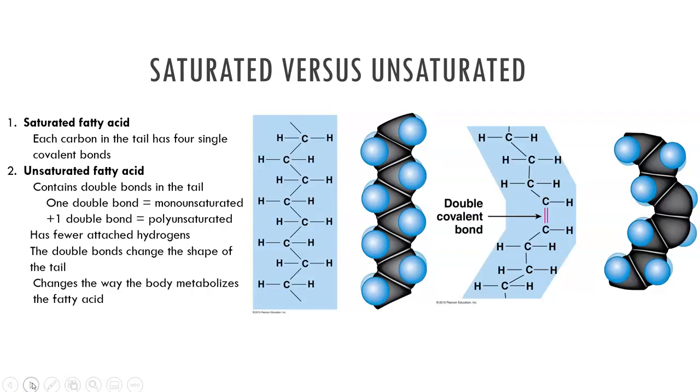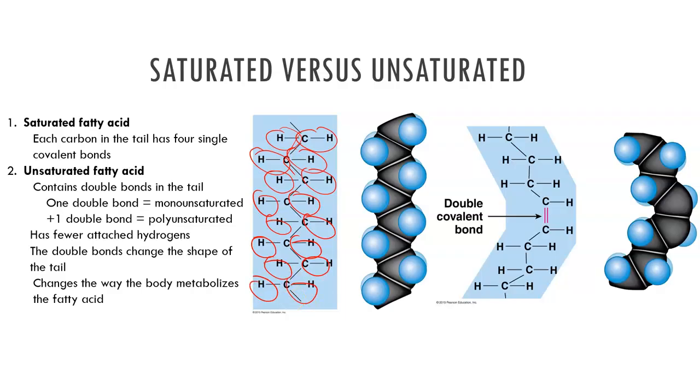And you may have heard the term saturated versus unsaturated. This comes from the number of hydrogens that are bound to carbons in that fatty acid tail. So if you have a saturated fatty acid, it means that all of these bonds between the carbon backbone are filled up. So you have as many hydrogens as you possibly can attached to that carbon chain.